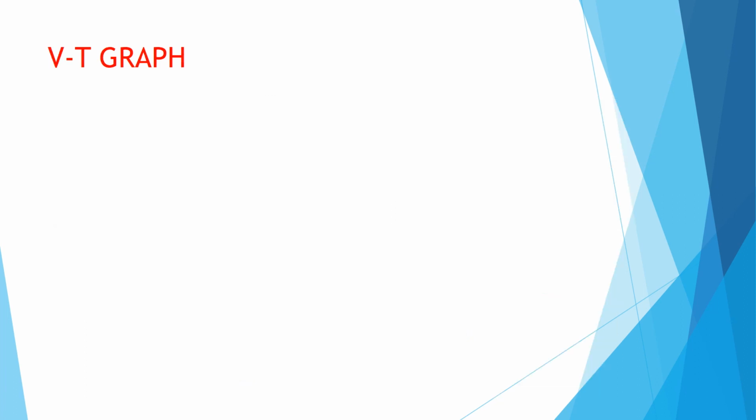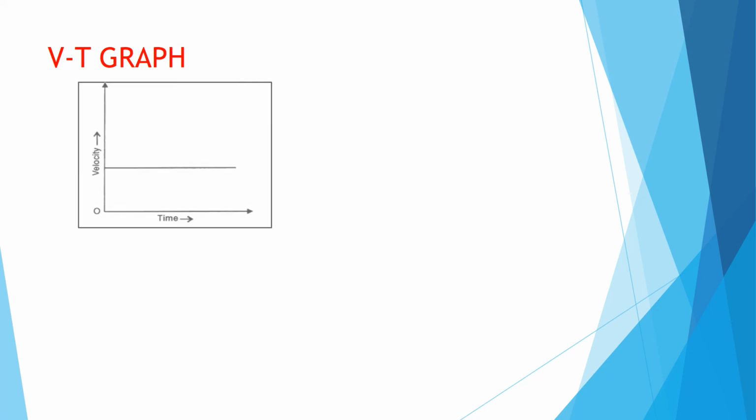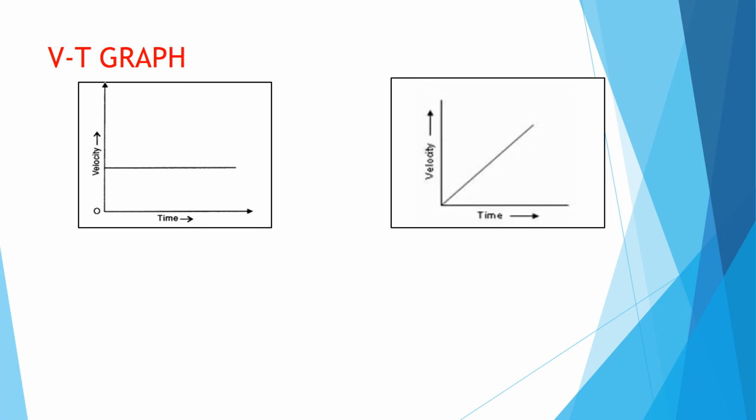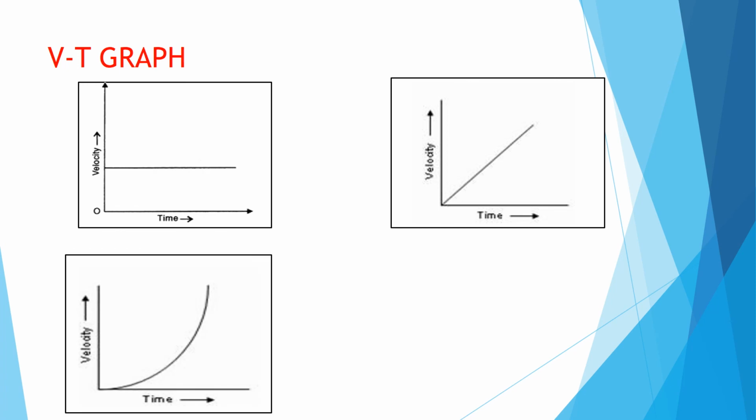Now let us see various types of velocity time graph. First one is where the slope is parallel to the time axis. It means it has constant velocity. Second one is where it looks like this. It means it has constant acceleration. The slope of this velocity time graph is equal to acceleration, and the area under the velocity time graph is equal to displacement.